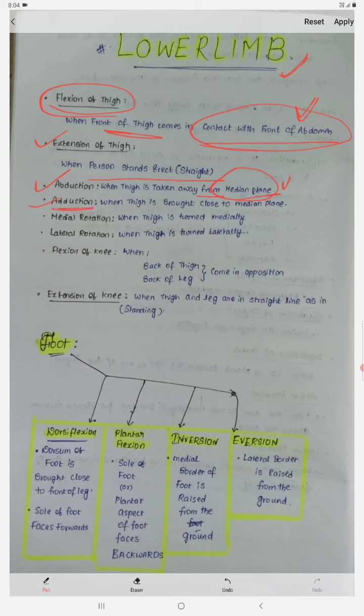And adduction means adding to the body, like that you can remember, when the thigh is brought close to the median plane. And the same terms like medial rotation and lateral rotation: whenever the thigh is turned medially, that is called medial rotation. When the thigh is turned laterally, that position is called lateral rotation. And coming to the knee joint, okay, the flexion of the knee: assume that the back of the thigh and the back of the leg are coming in opposition, this position is called flexion of the knee. And the extension, again, when we are in a straight line, like in the standing position, the thigh and the leg will be in a straight line, that position is called extension of knee.